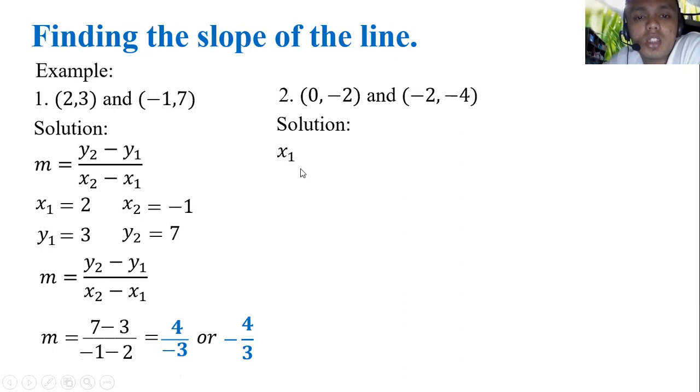Okay? Next, another one. We have (0, -2) and (-2, -4). Again, your x sub 1 here is equal to 0. Your x sub 2 here is negative 2. Itong negative 2 tinutukoy ko ha. Yung y sub 1 naman is negative 2. Yung y sub 2 is negative 4.